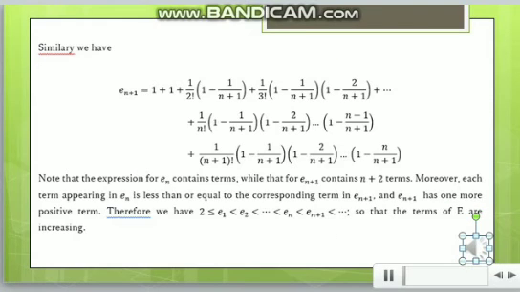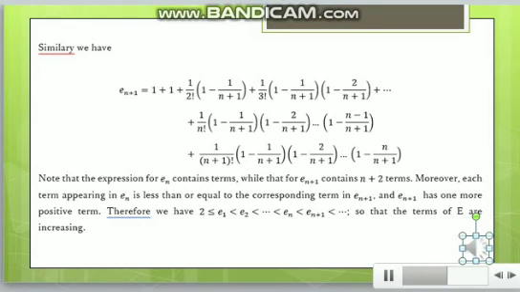We have e_{n+1} = 1 + 1 + 1/2! (1 − 1/(n+1)) + 1/3! (1 − 1/(n+1))(1 − 2/(n+1)) + ... + 1/n! (1 − 1/(n+1))(1 − 2/(n+1))...(1 − (n−1)/(n+1)) and then (1 − n/(n+1)).